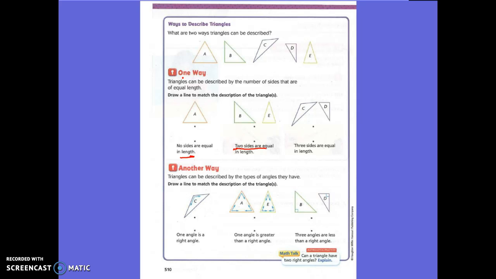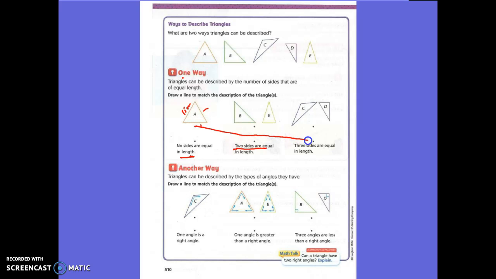Listen. Three sides are equal in length. Are all three sides equal? Yes. Okay, go get your rulers. Okay. A, we measured now. All three of A's sides were 1 inch. Every side. So what does that mean?